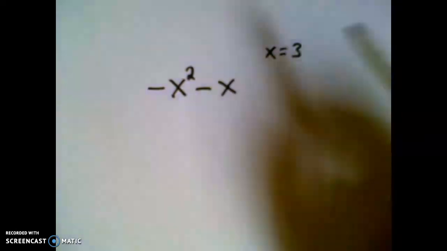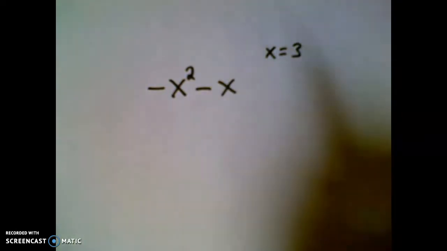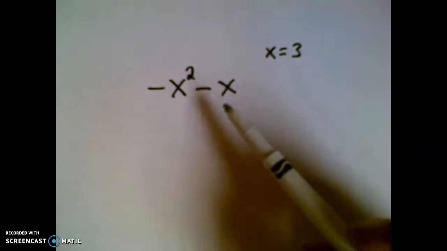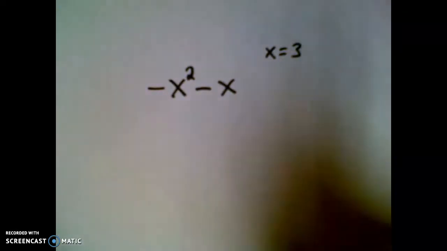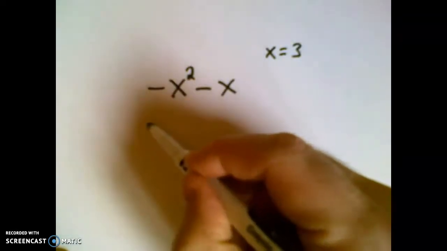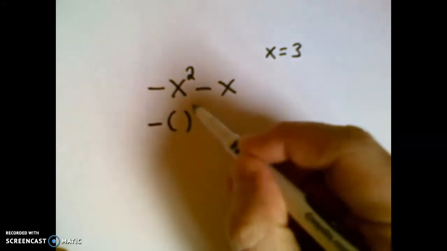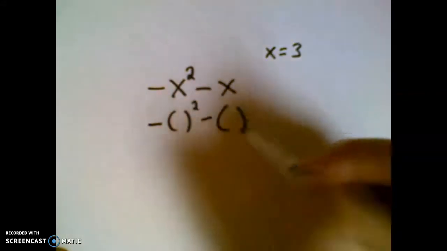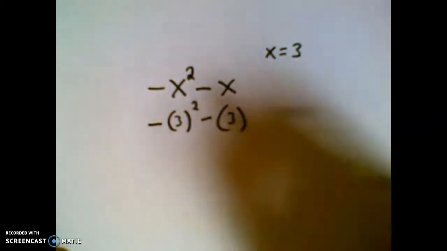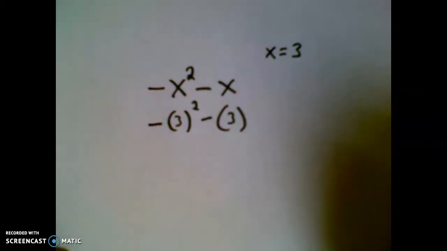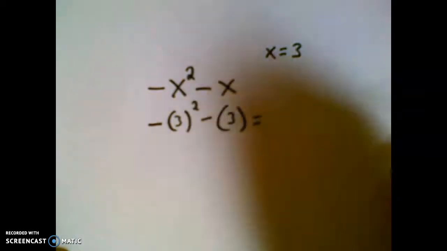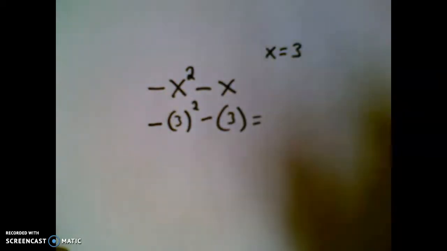So to solve it, we know x is equal to 3, so I'm going to replace each of the x's with a 3 in parentheses. So the opposite of parentheses squared minus a parenthesis, and I put the value of 3 in. And now I can start solving. So I'm trying to get an answer as my final solution.